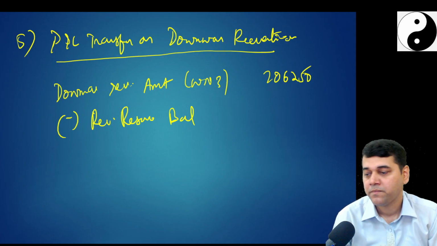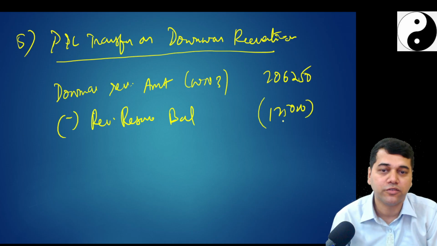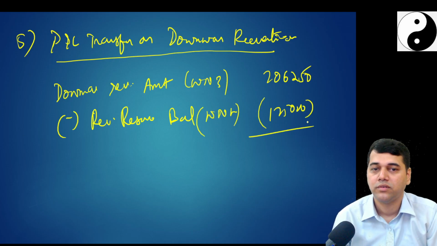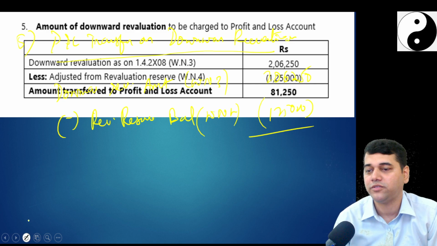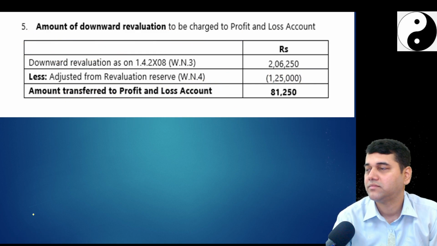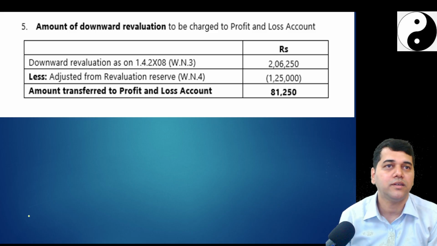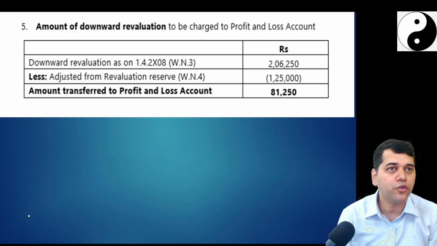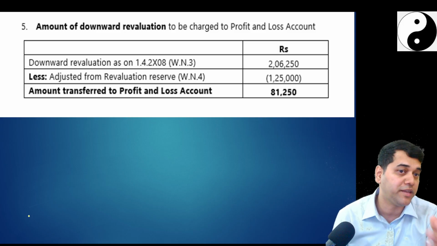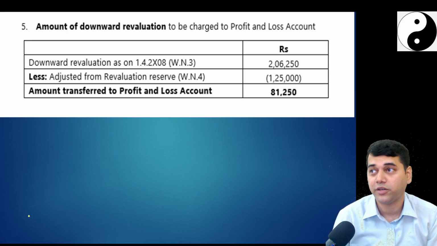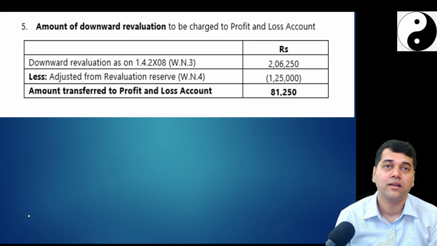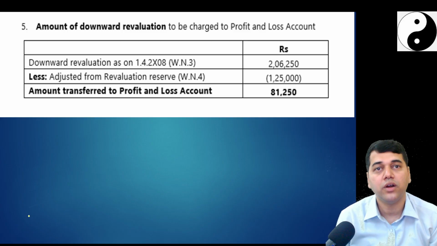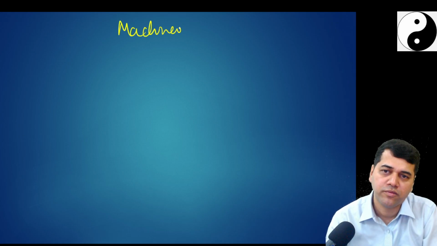Clear, no? How much? 1,25,000 from working note number 4. So you take this and 81,250. Done. See, with these 4 workings, you have got it very clear. Please mark it very important, not just important, very important. With these 4 workings, you are done with the required inputs. So write the heading in the books or machinery account. They asked you for machinery account, no?